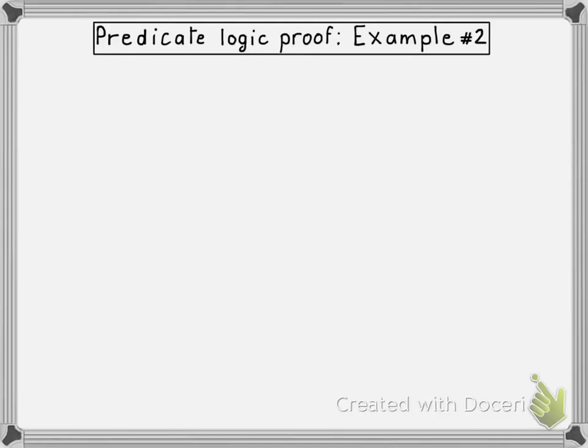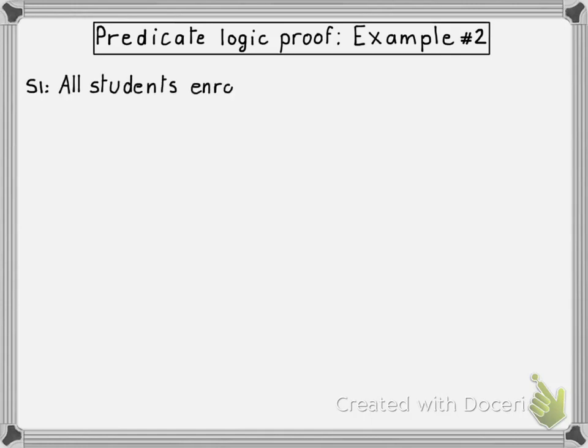Welcome back to this lecture on proofs in predicate logic. In this third and last segment, we're going to consider a second example of an argument, and we'll try to use the new inference rules for quantified statements to prove the validity of this argument.